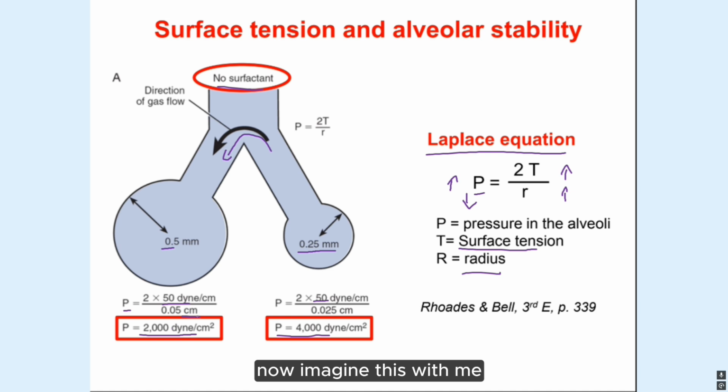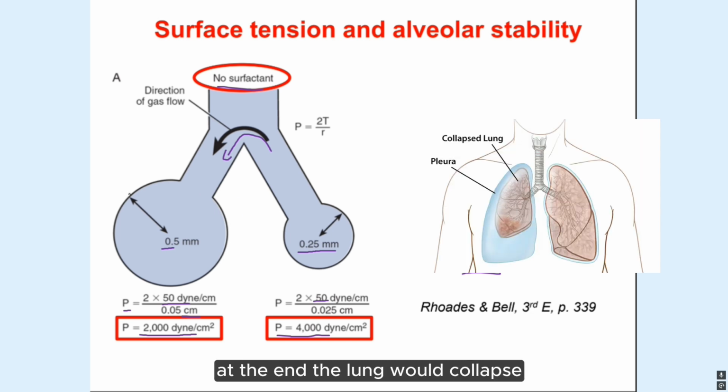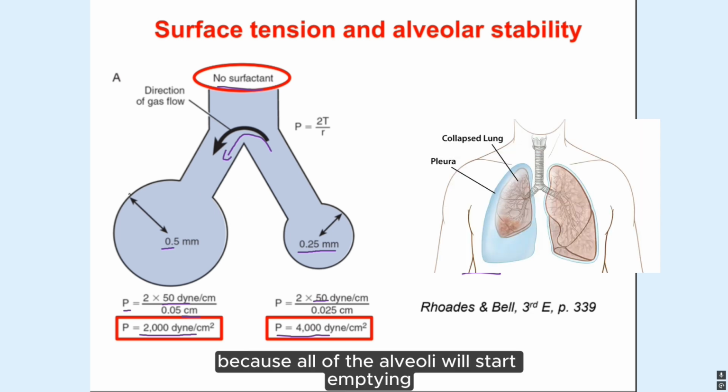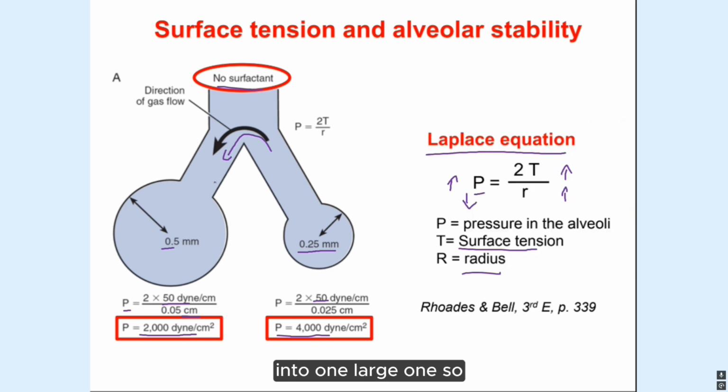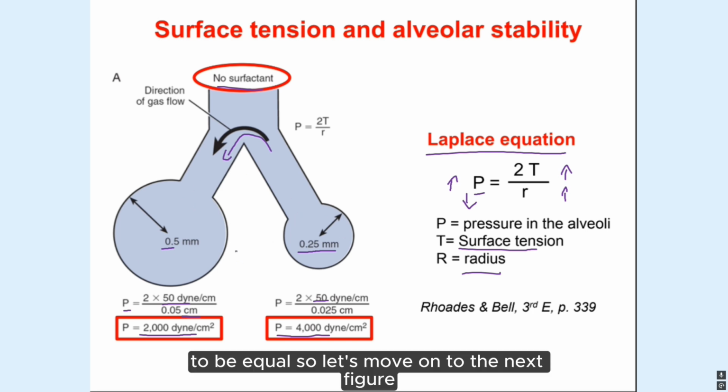Now imagine this with me. All these small alveoli in our body, the air is leaving them and entering the larger alveoli. What do you think will happen? If this keeps going, in the end the lung would collapse because all of the alveoli will start emptying into one larger one. So you would imagine that the solution is to make both pressures in the large and small alveoli equal. So let's move on to the next figure.